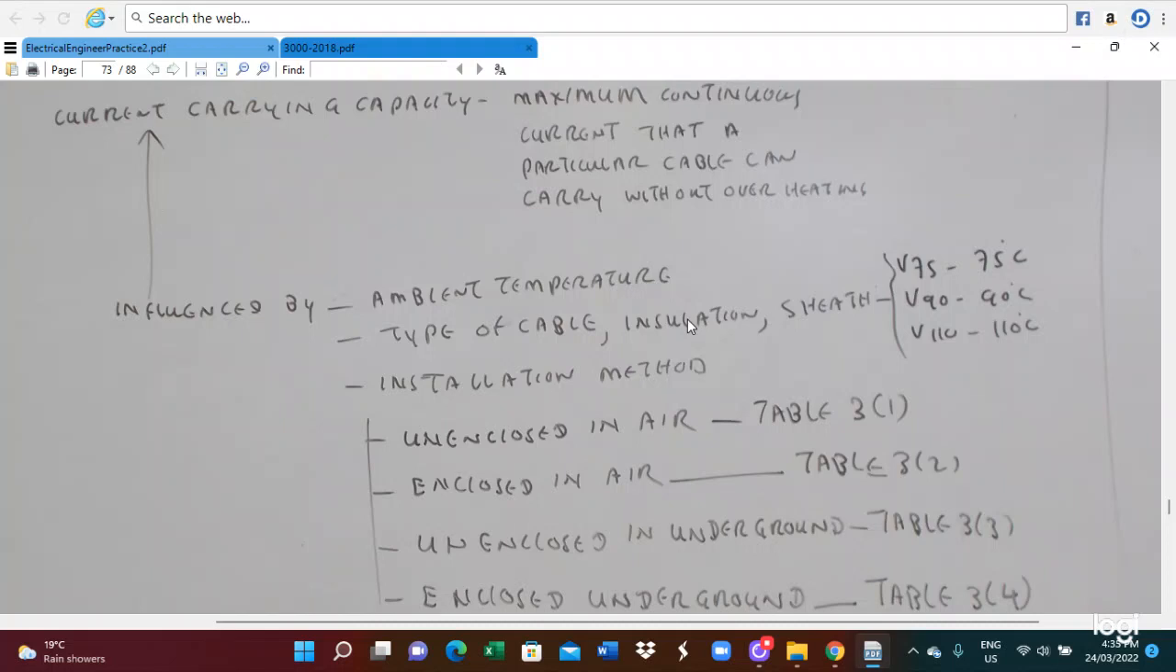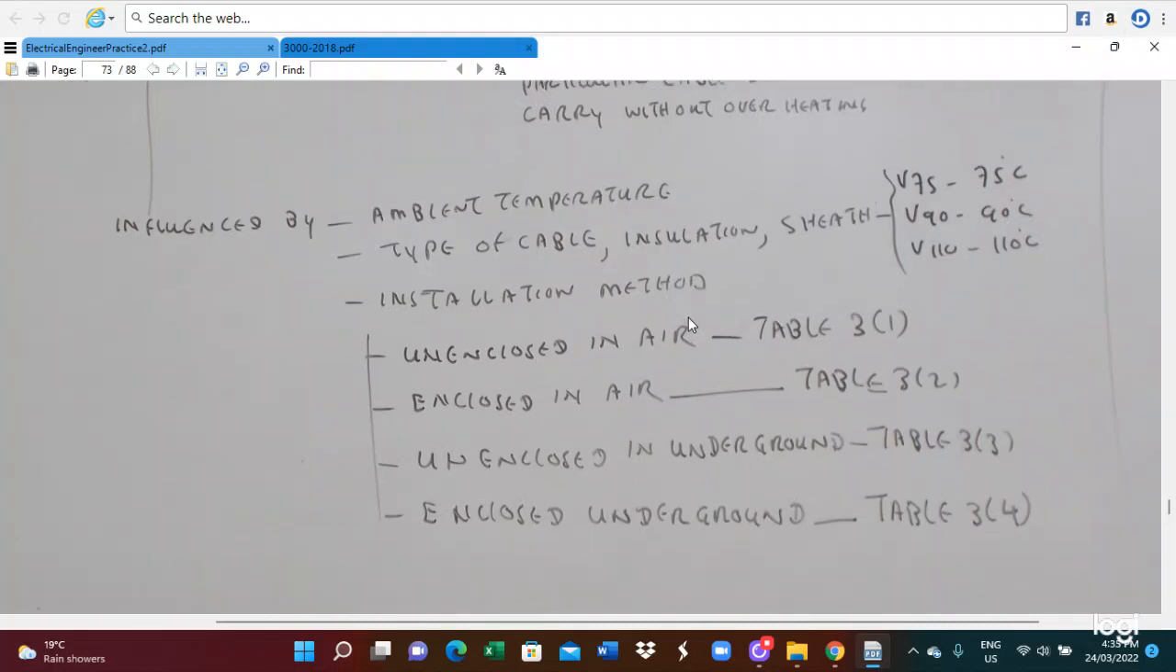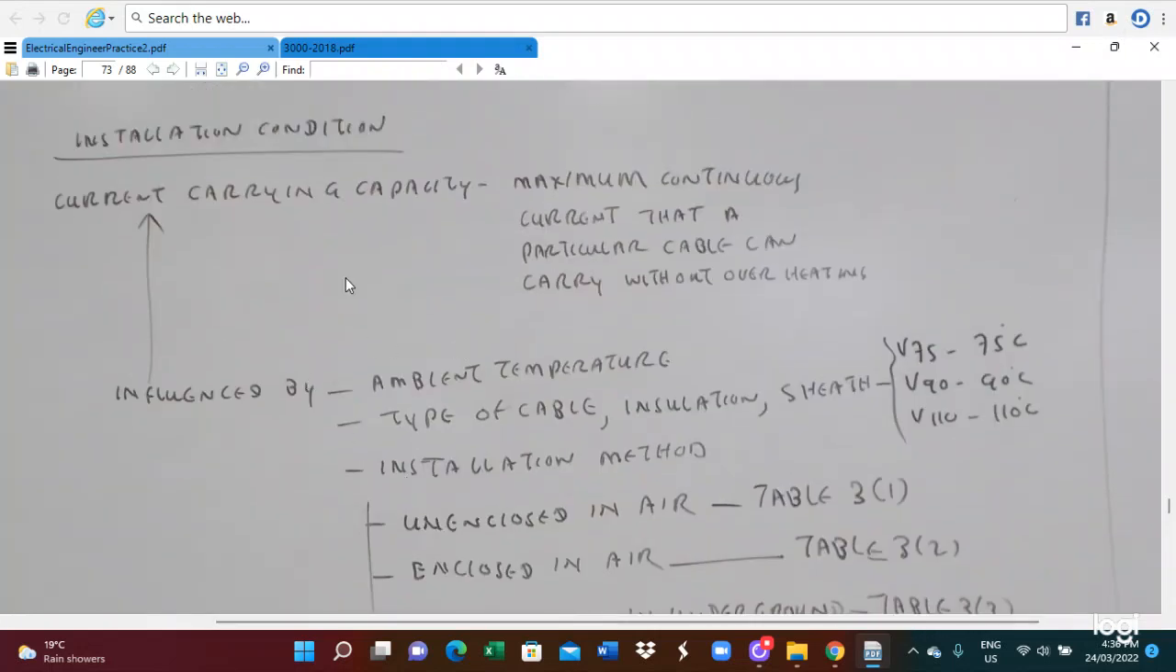In the meantime, we also need to be concerned about the installation method. Enclosed in air, in this case, we refer to AS/NZS 3008 table 3-1. Enclosed in air is table 3-2. Enclosed underground is table 3-3 and 3-4. So those tables we have to use. The type of installation, the cable type and the ambient temperature all affect the current carrying capacity of the cable, which is the maximum continuous current that a particular cable can carry without overheating.